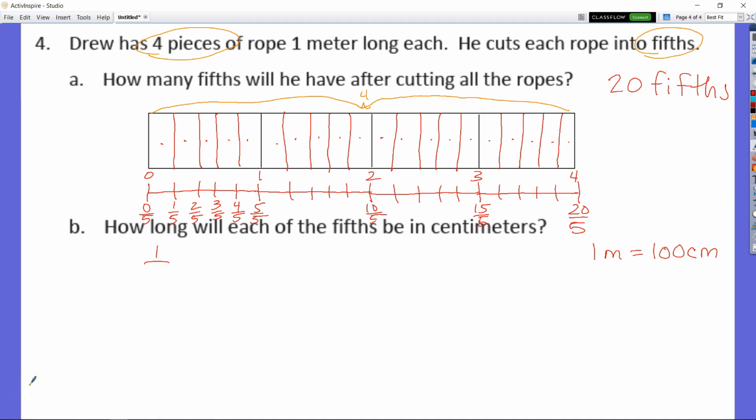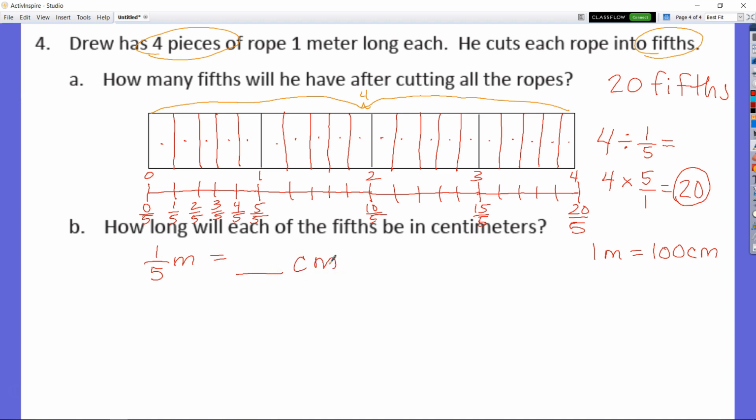Another way we could have looked at that is he had 4 pieces and he divided the 4 pieces into fifths. How many fifths would he have? We say using our inverse operation, multiply, using our reciprocal fraction, 4 times 5 wholes, and that's equal to 20. And of course, the answer was 20 fifths. All right, so we know that he had 20 fifths, and we're trying to find out how much each fifth would be. So we take 1/5 of a meter is equal to blank centimeters.